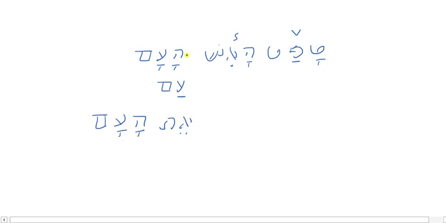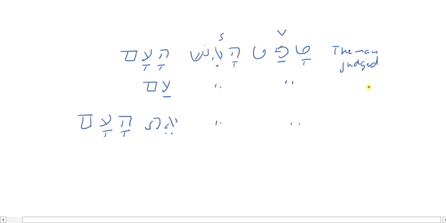Okay, how would I translate this first sentence? Just assume this is all being repeated. Shafat ha-ish ha-am. Well, it's not accused. The man judged. Okay. This is going to be the same in all three cases, right? The man judged. And what did he judge? Okay, it's he judged the people.